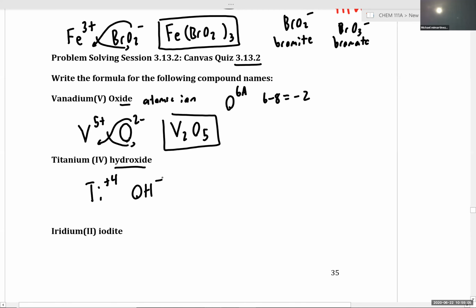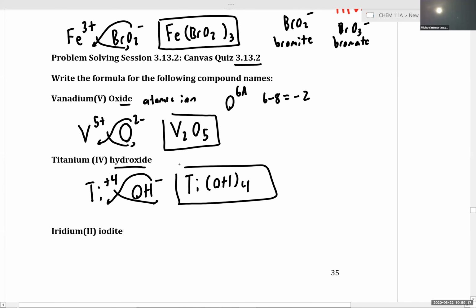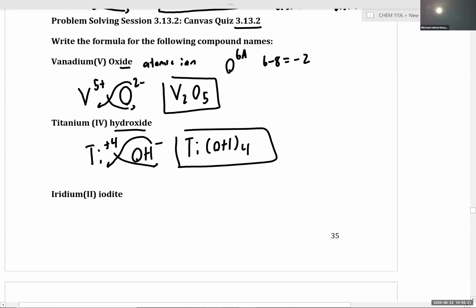We have OH minus. So let's now cross our charges. That in turn gives us titanium OH4. Perfect. Now let's continue on with iridium 2 iodide. First and foremost, let's write out our cation. Iridium is Ir 2, so it has +2.